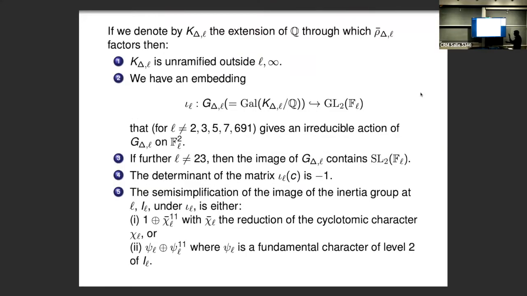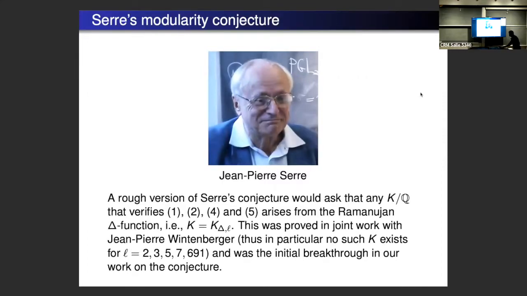Anything which satisfies such properties should come from Delta. It should be K_Delta,L. So it's a converse to the construction of mod L Galois representations associated with Delta functions. So this is a picture of Serre. And in some sense, this was the first case which Jean-Pierre Wintenberger and I proved when we proved Serre's conjecture.